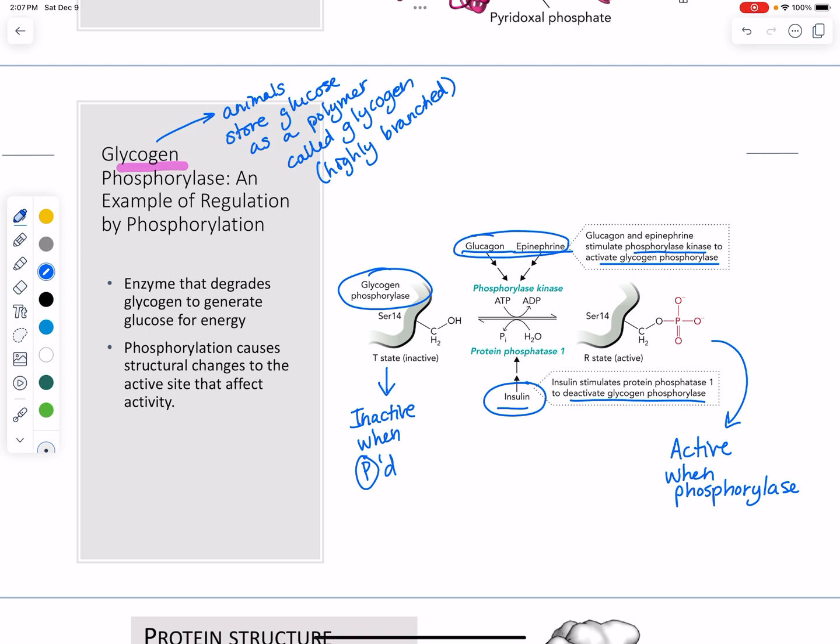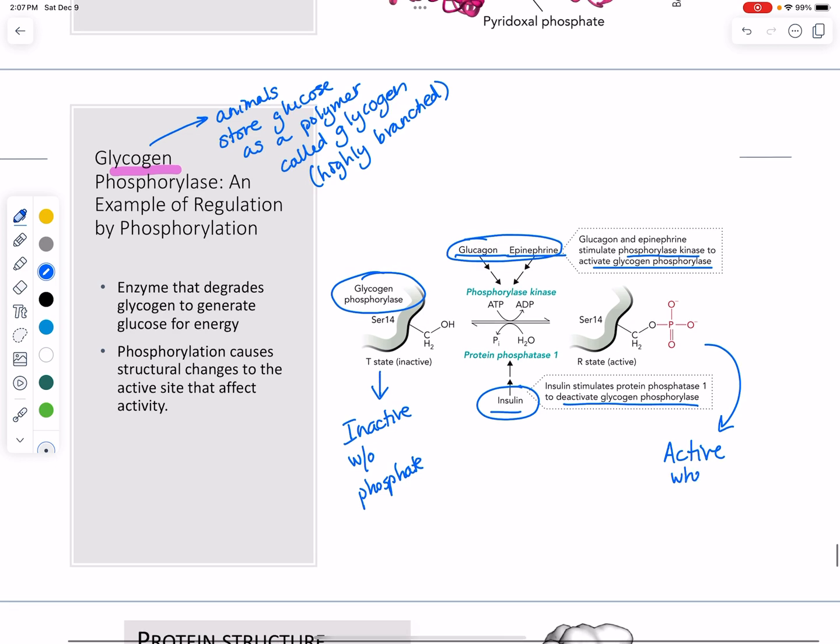Let me erase this. This is going to be inactive without phosphate, and it's active when phosphorylated, okay, all right.